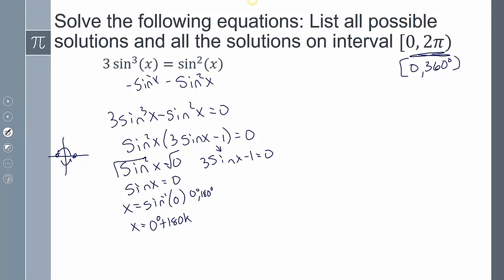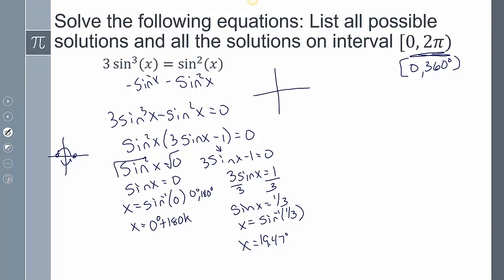Now this next one: if I add 1 to both sides and divide both sides by 3, I get the sine of x equals 1/3. So x equals the sine inverse of 1/3. For that, I have to use my calculator. Entering that in my calculator, you're going to get x equals 19.47 degrees. That's what your calculator is going to say.